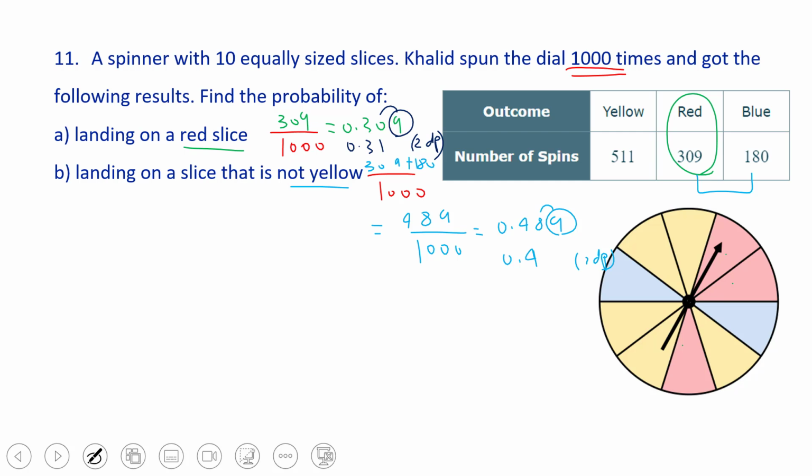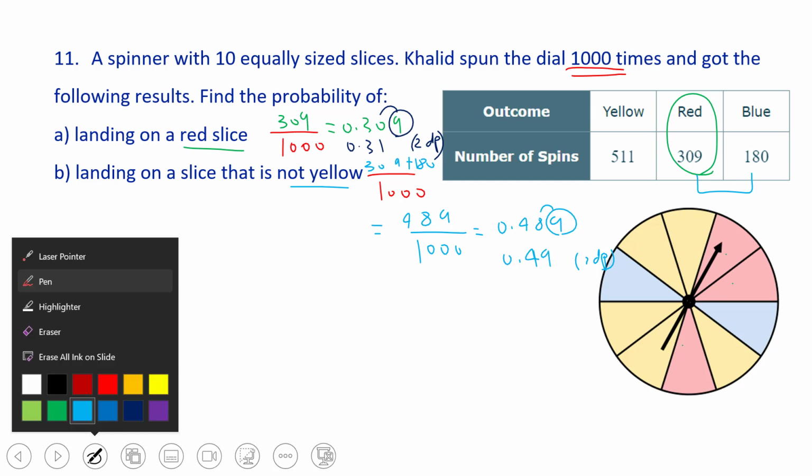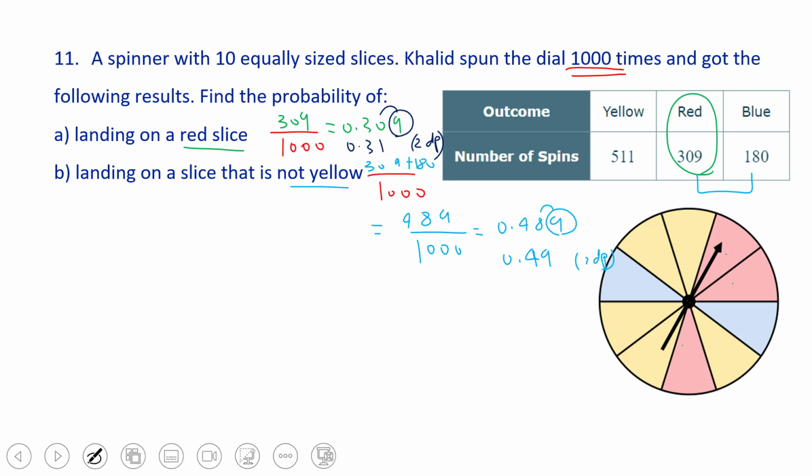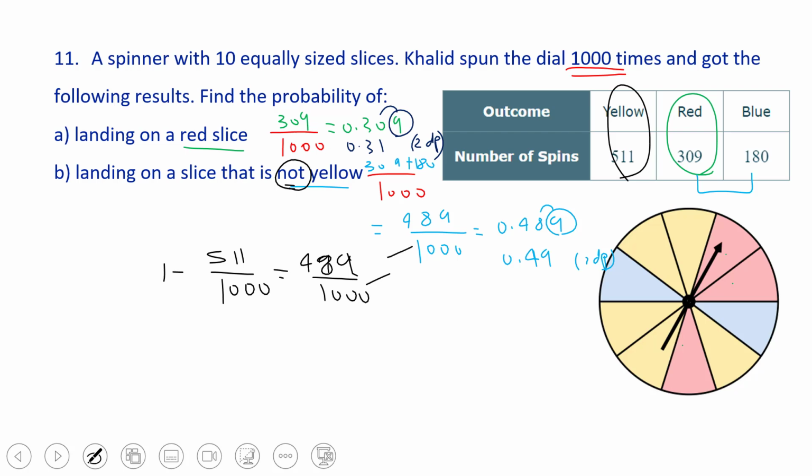If it needs 2 decimal places, this is more than 5, so I add 1 to the previous one, 0.49. Okay. The other way around, you can do this using the complement. Not means 1 minus how many yellow you have. 511 over 1000, right? Which is 489 over 1000, the same answer as this one, right?